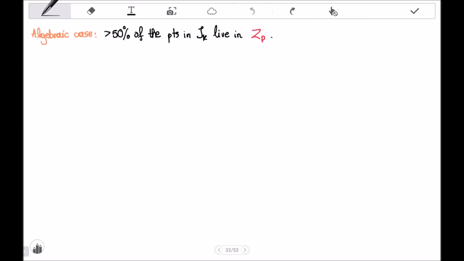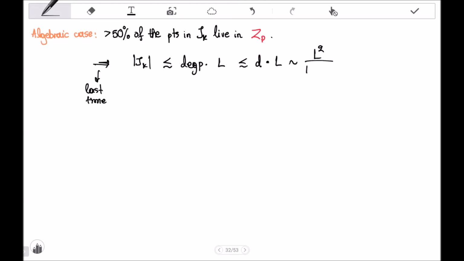Most of my joints are clustering in the zero set. So from what we said last time, we must be able to control the number of these joints by the degree of the polynomial we chose. That's at most D times L. D, I know what it is. I replace it. It came from somewhere. Times L. And now I rearrange.